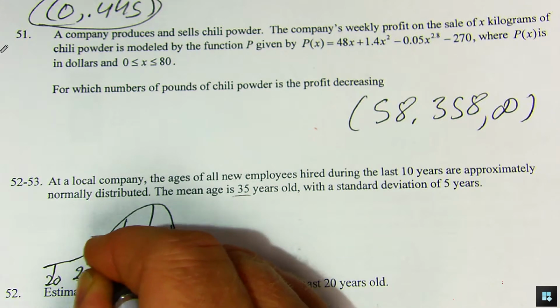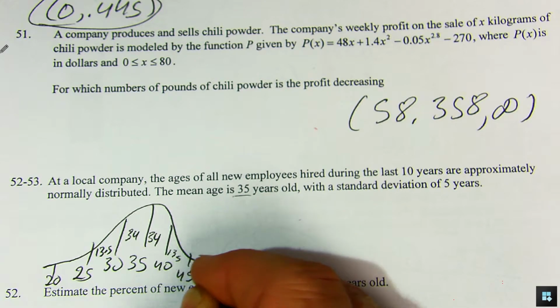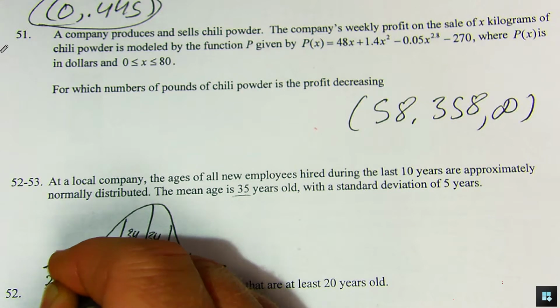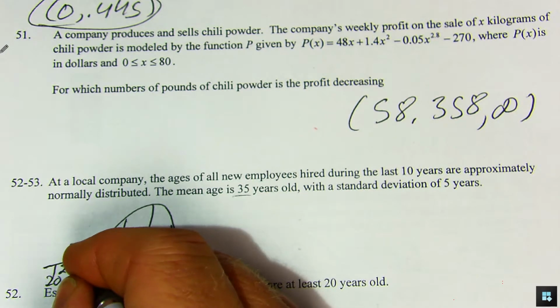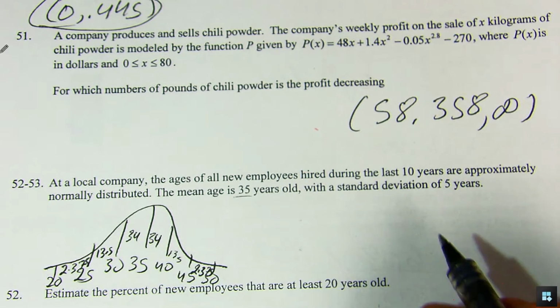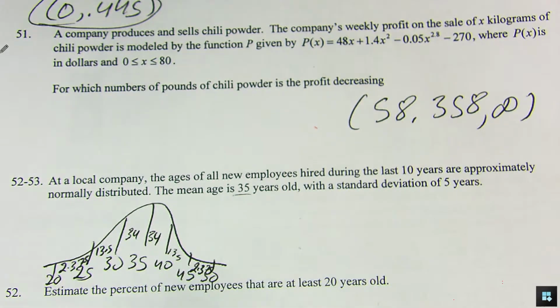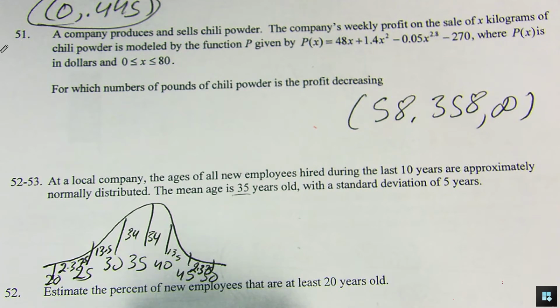13.5, 13.5, 2.375, 2.375. Now, estimate the percent of new employees that are at least 20. So it'll be from here on. So almost 100% will be just this itty bitty piece right out here. So approximately 100% would be above 20.